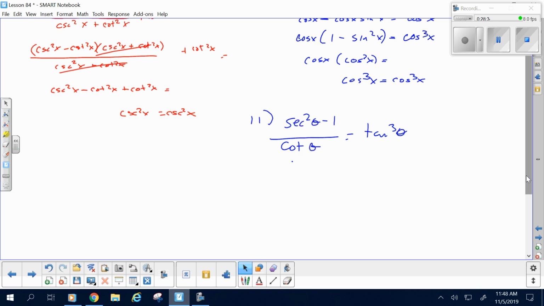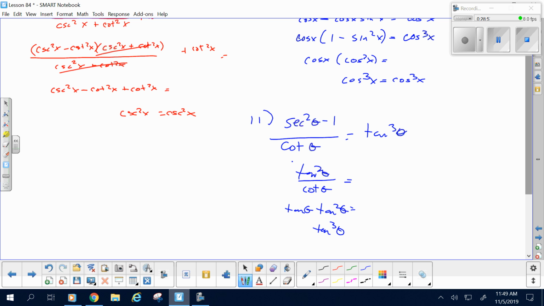Secant squared minus 1 is tangent squared. Okay, that's a good start. What else? What about the cotangent? Cotangent in the denominator is the same as tangent in the numerator. And you're home free. Boom. All right, good enough.